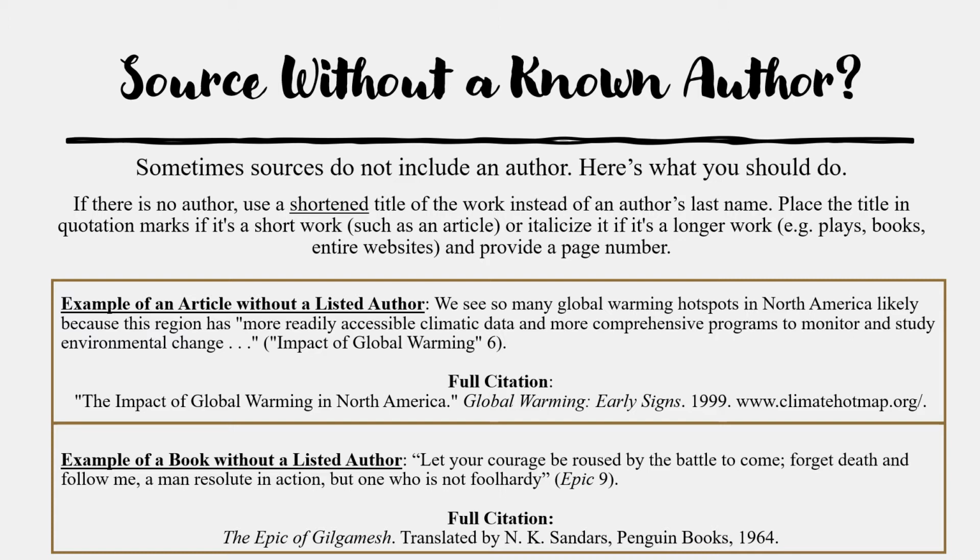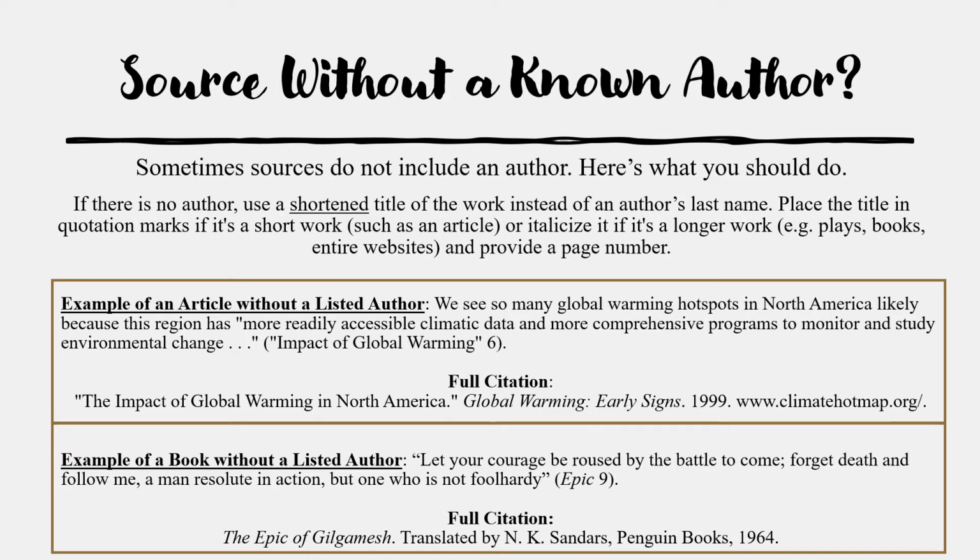I listed the full citation underneath the in-text citation so that you could see what it means when we're saying that you should use a shortened title of the work. When we're doing an in-text citation, we don't want it to be so long that it distracts the reader from the content. So, in the very first example of an article without a listed author, we have a full citation where the article title is The Impact of Global Warming in North America. However, we're going to shorten that for the in-text citation to simply Impact of Global Warming. And we're going to keep that in quotation marks so that the reader is aware that that is a shorter piece, in this case an article.